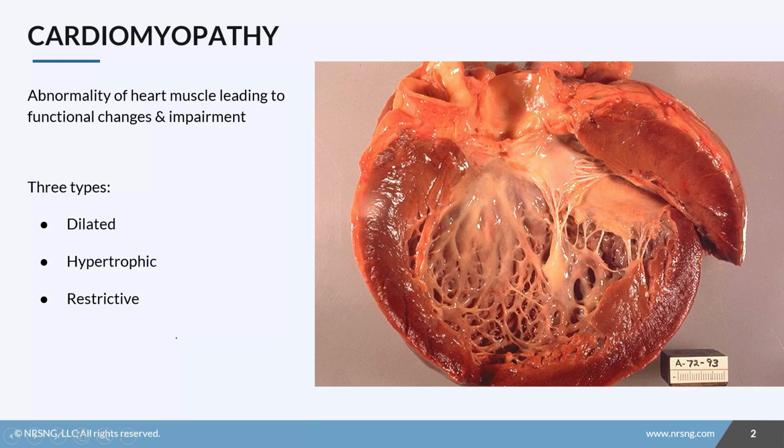So, by definition, cardiomyopathy is an abnormality of heart muscle that leads to functional changes and impairment of cardiac output. Okay. So, you can see here in this image that the muscle of the ventricles is super thick. This makes it really hard for it to contract and relax like it should. Now, the most common causes are hypertension and heart failure. In both of those situations, the heart's working overtime and the ventricular muscle starts to change in response to that. There's three types. There's dilated, there's hypertrophic, which is what you see here, and there is restrictive.